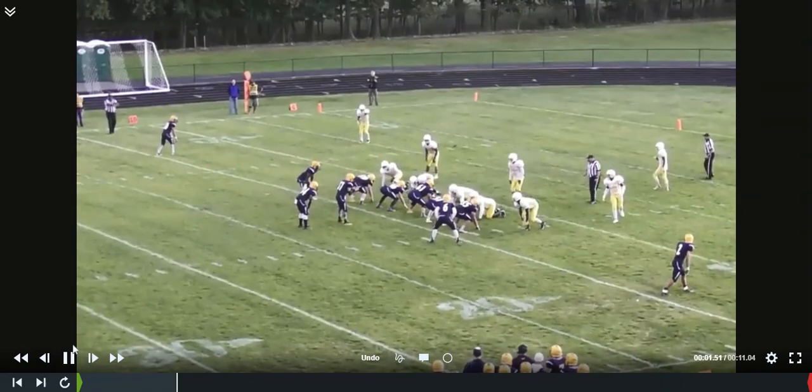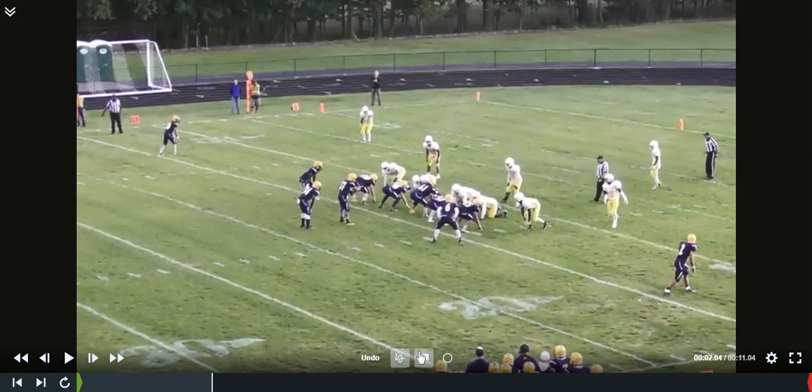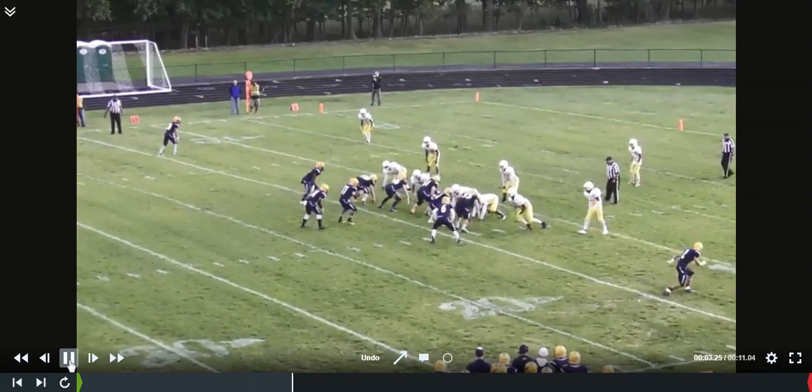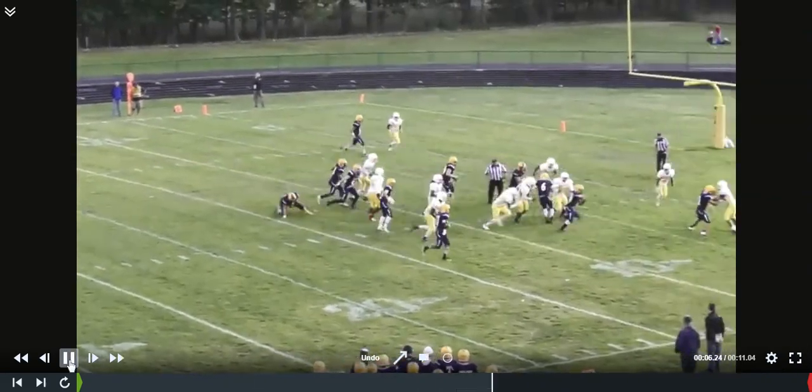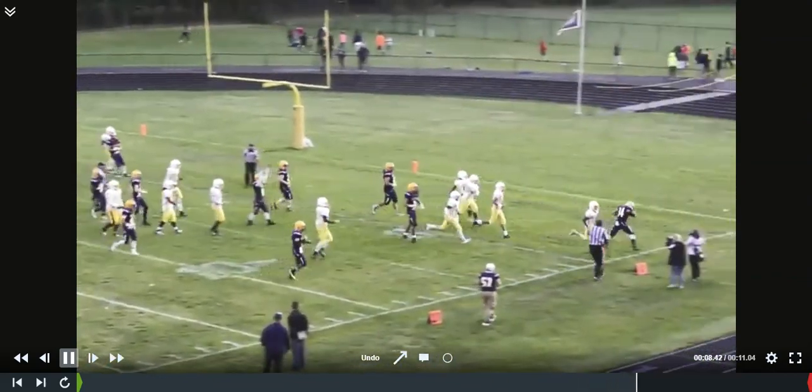All right, we'll go back again. The read player is, this is the read player here. So watch what he does. Takes the C gap, gets up the field. We give it to our fullback, and we got a nice play.